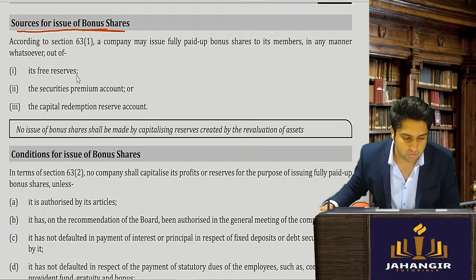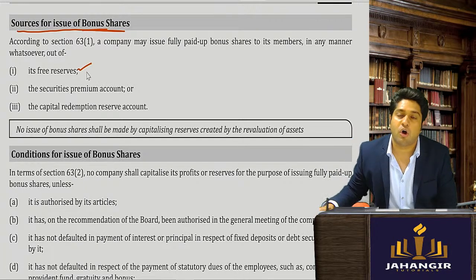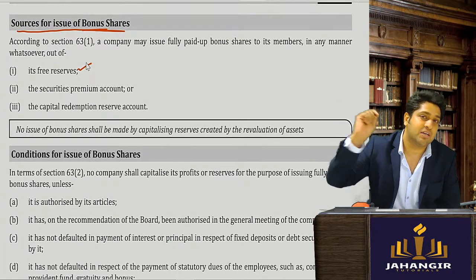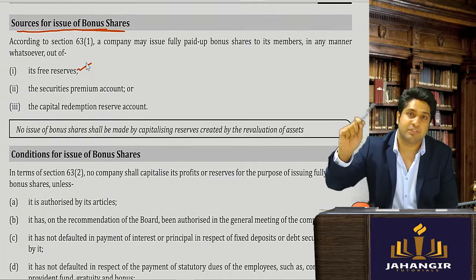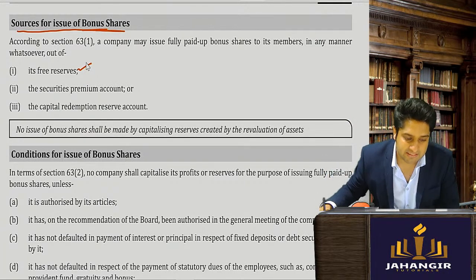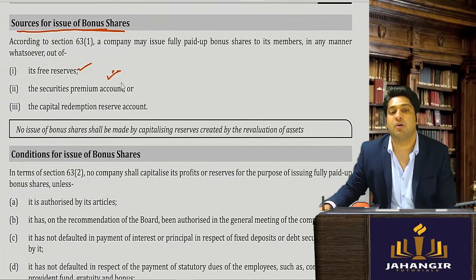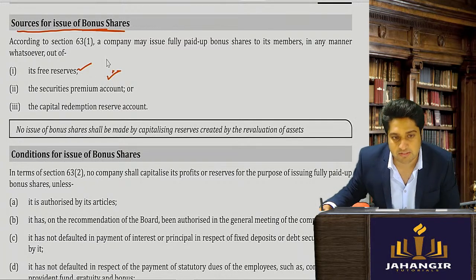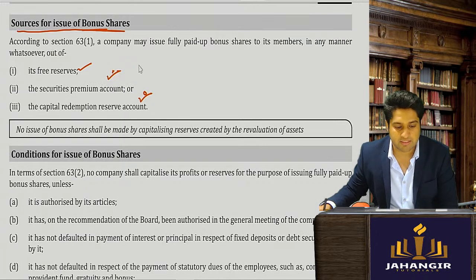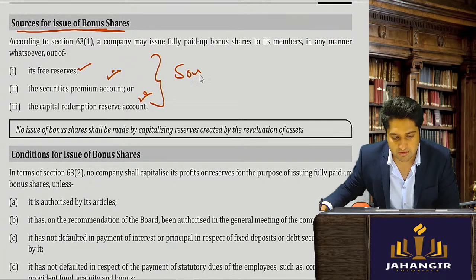For example, if the company has to issue free of cost, someone will have to pay for it. So one is you can use your free reserves, as I told you. Or if you remember section number 52, subsection 2, it says that you can use the security premium account also to issue bonus shares. And lastly, capital redemption reserves. These 3 are the sources for bonus issue.